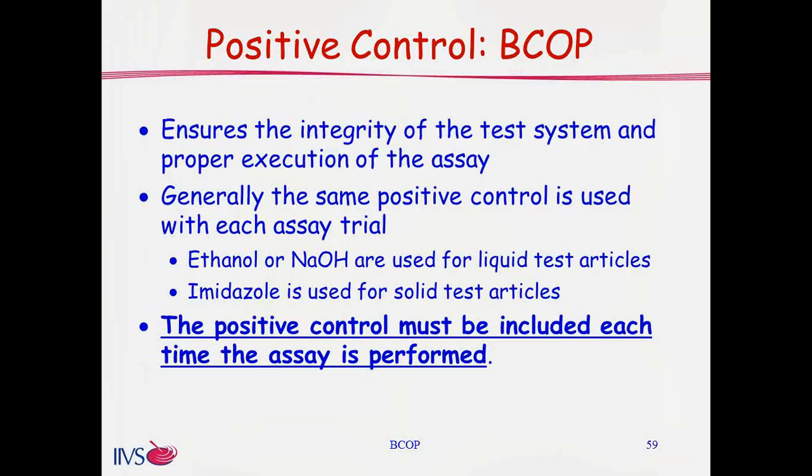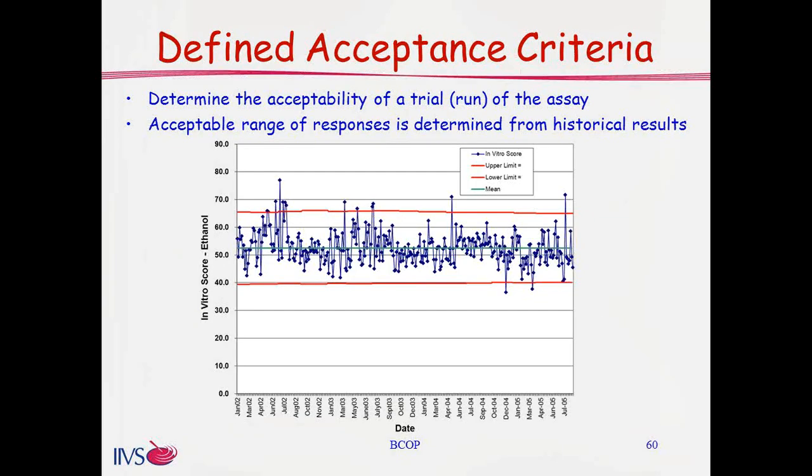The positive control has an additional function that it ensures the response of the test system and ensures that this test system response is reproducible from trial to trial. And so it's extremely important to utilize a positive control, a standard positive control that is well characterized within that testing facility. We've classically used ethanol as the positive control for liquid test articles. Imidazole is used for solid test articles, or excuse me, 20% suspension of imidazole is used for solid test articles.